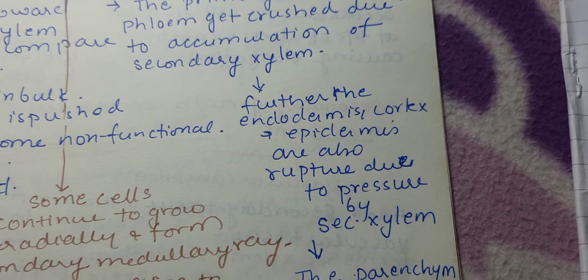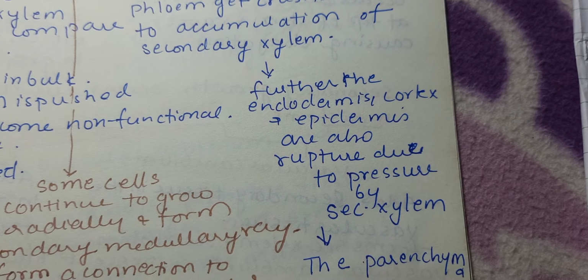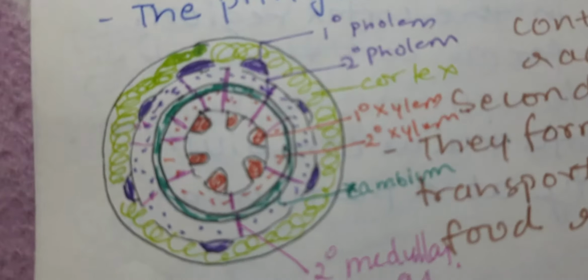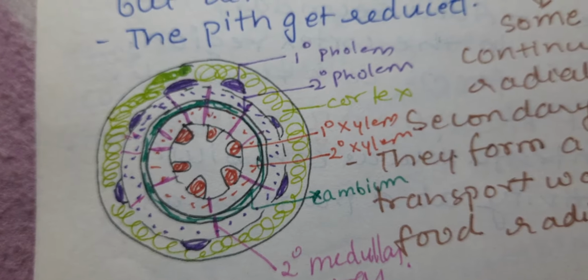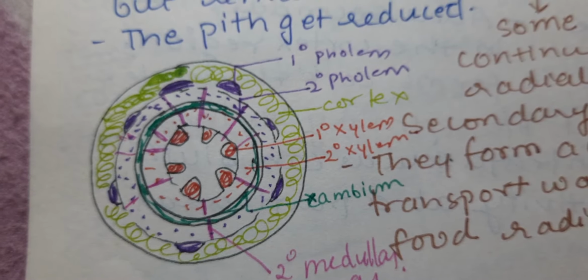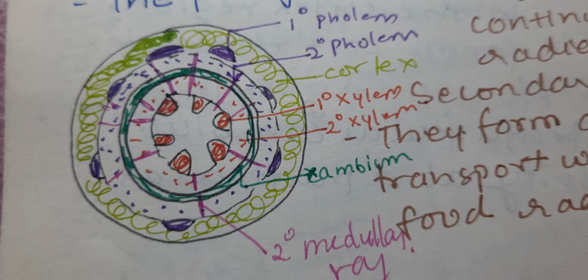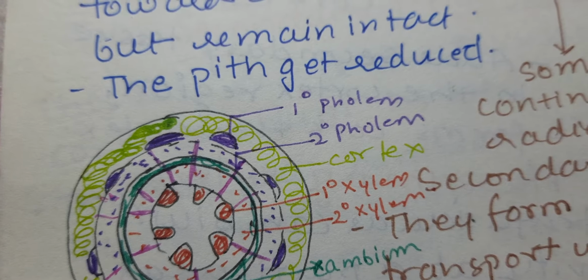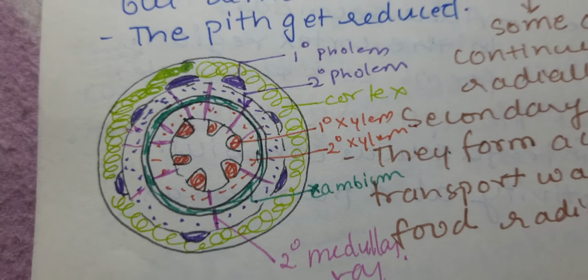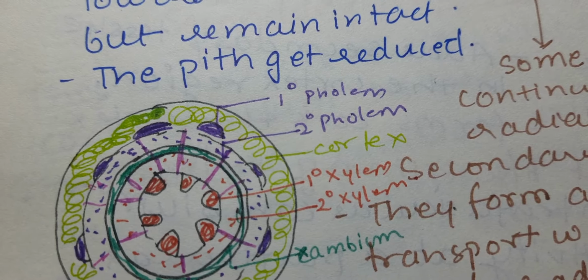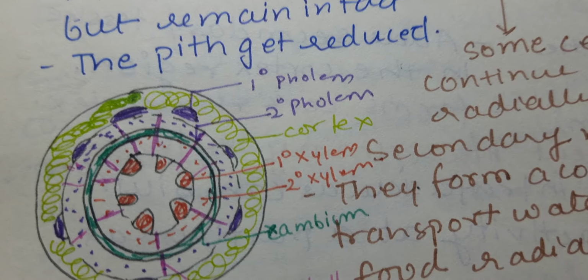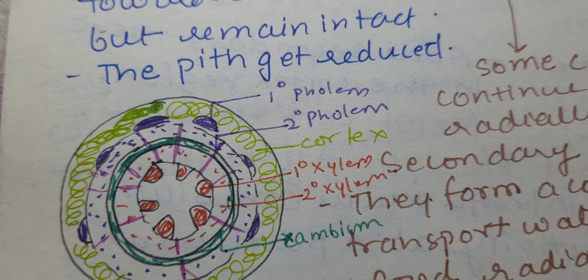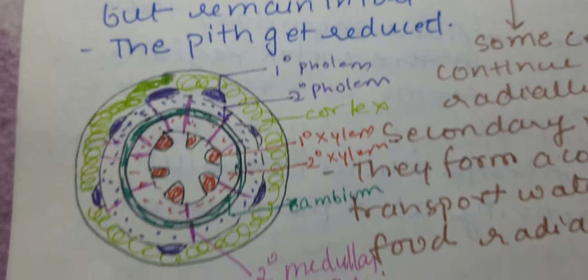Further, the endodermis, cortex, and epidermis are also ruptured due to the pressure exerted by the secondary xylem. If you look here, you can see primary xylem, and then the next layer is secondary xylem. Then the cambium ring is there, and toward the outside it adds secondary phloem, and the primary phloem is pushed out. Since the secondary xylem keeps increasing, the outer tissues move outward, and the cortex and the other cells, the epidermal cells, get crushed.